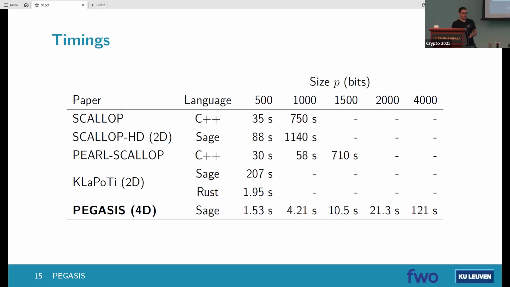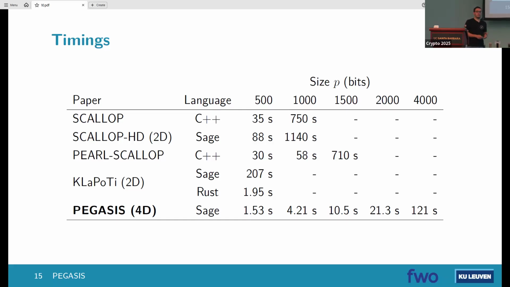As you can see, all the SCALLOP-based constructions were quite far from fast. The best optimized implementation in C++ of PEARL-SCALLOP took 30 seconds at the 500-bit security level. CLAPOTI with the K did quite a bit better, but still it took 2 seconds in Rust, so an optimized implementation, and roughly 200 seconds in Sage. We already see from here that going from a Sage to a Rust implementation got a factor 100 speed up, so we can expect similar results for us.